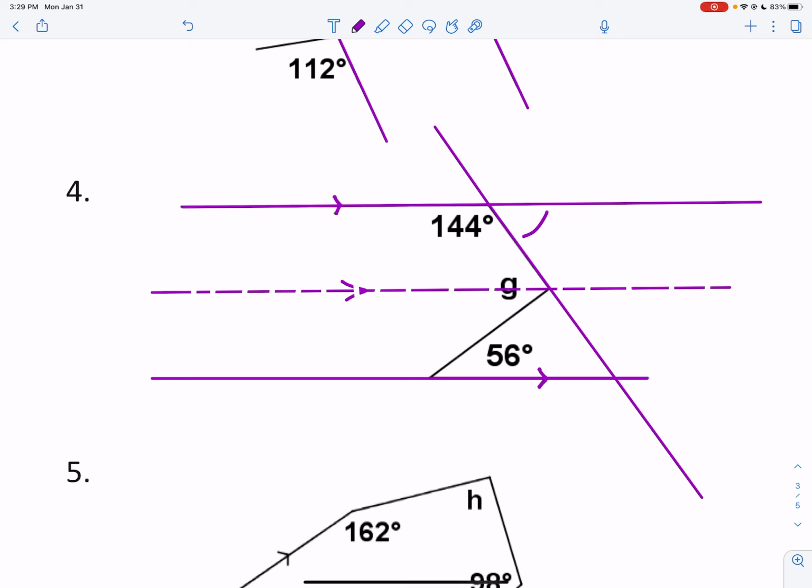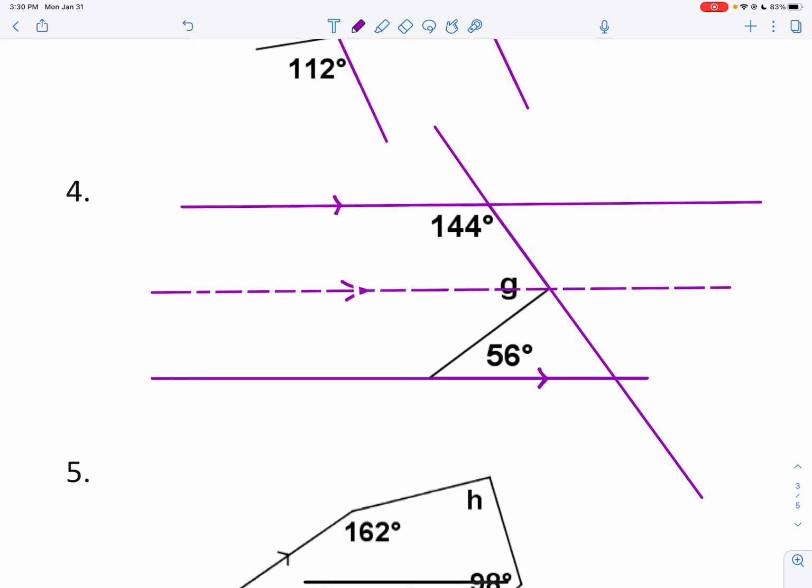This part right here. So we're going to use the fact that consecutive angles on a straight line form a linear pair. So we can do 180 minus 144. Whatever the measure of this angle is, we're going to need it if we want to figure out what this is. So that's one method.